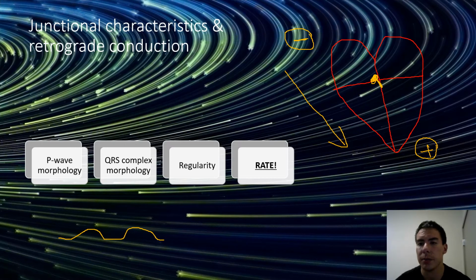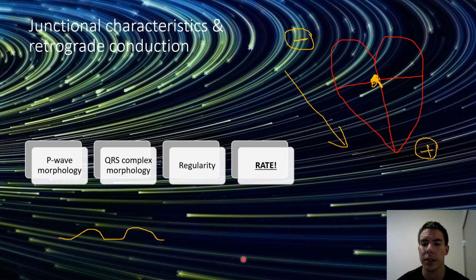But since the impulse is starting down here in the AV junction, it still needs to come up to the atria. So when the impulse fires this way, it'll just travel its normal path down the ventricles like that up through the Purkinje fibers, but it also needs to go backwards or retro. If you think of retro meaning in the past or behind us, that's what retrograde conduction is. It's in the past, or it's behind us basically, or in this case above. So retrograde conduction will then come up this way in a backwards fashion and depolarize the atria.